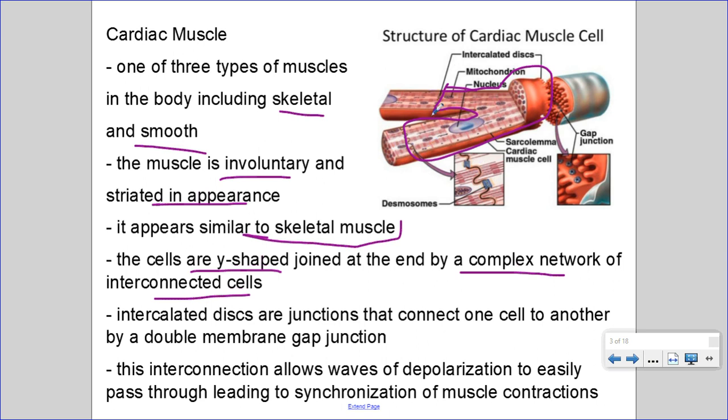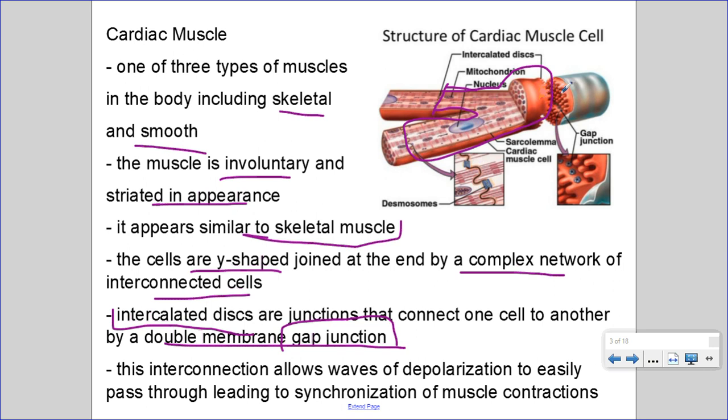And then the spot where the cells connect to each other is generally referred to as an intercalated disc. So the intercalated discs are junctions that will connect one cell to another by a double membrane gap junction. Gap junctions are basically proteins that can connect two cell membranes together. That intercalated disc is basically the round part of the cell here. This is where this one cell will connect with another cell.